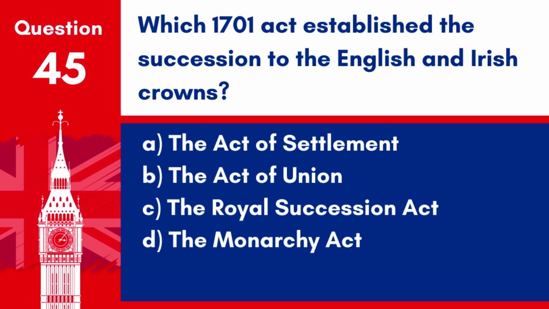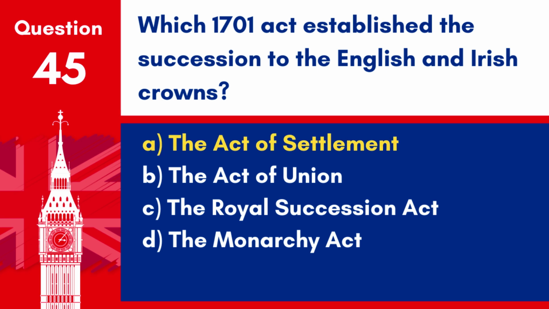Question 45. Which 1701 Act established the succession to the English and Irish crowns? A. The Act of Settlement. B. The Act of Union. C. The Royal Succession Act. D. The Monarchy Act.